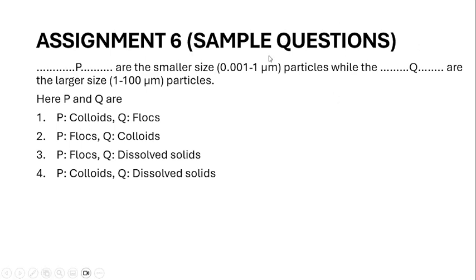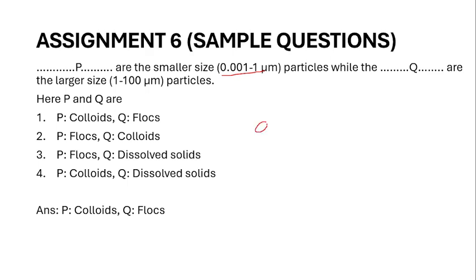Now coming to the assignment 6 sample question: dash or smaller in size particles, while dash or larger in size particles. The size is also mentioned. You know this one. What is the name of the particle having the size 0.001 to 1 micron? And what is the name of the particle having the larger size of 1 to 100 micron? What is P and Q? Okay. The answer is P is the colloid and Q is the floc.